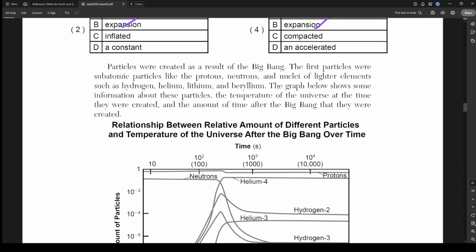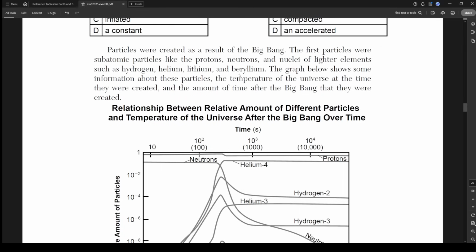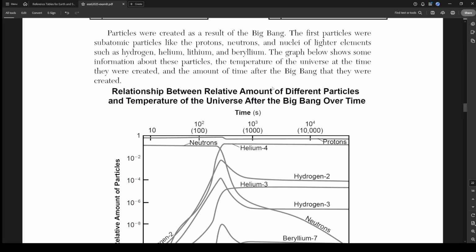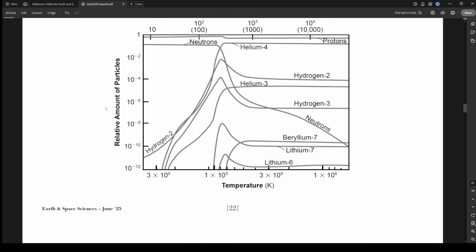Particles were created as a result of the Big Bang. The first particles were subatomic particles like protons, neutrons, and nuclei of lighter elements such as hydrogen, helium, lithium, and beryllium. This graph shows some information about these particles, the temperature of the universe at the time they were created, and the amount of time after the Big Bang that they were created. Okay, so we got this thing.